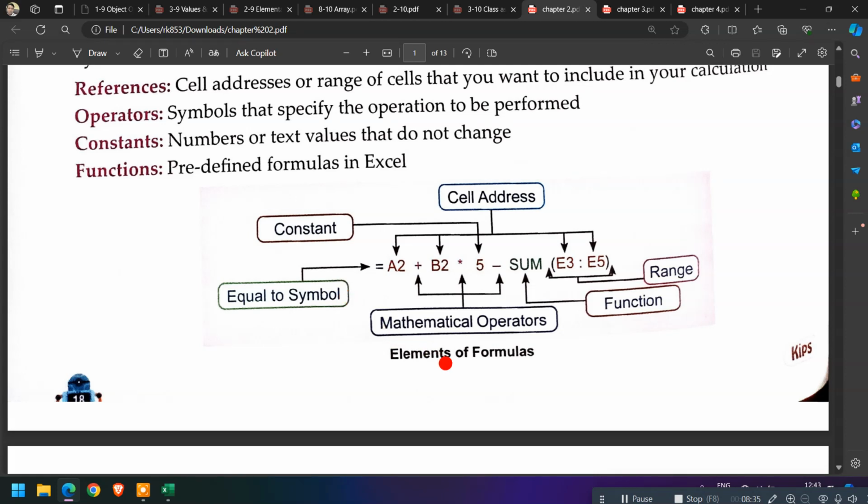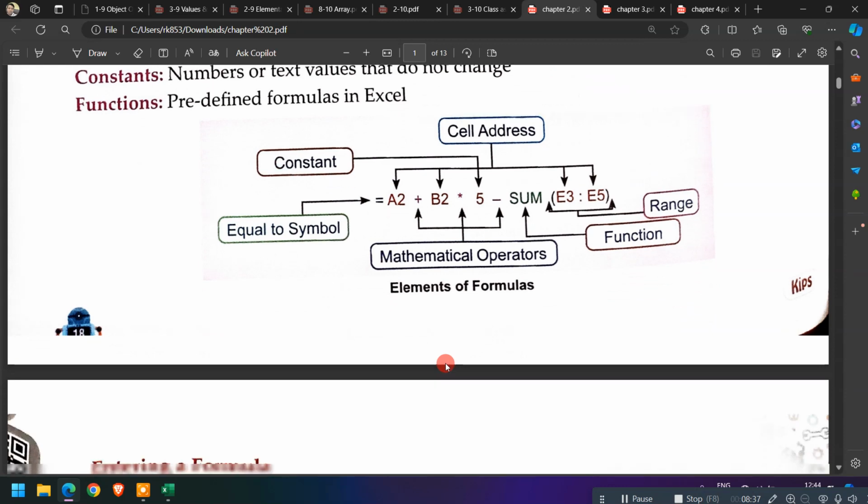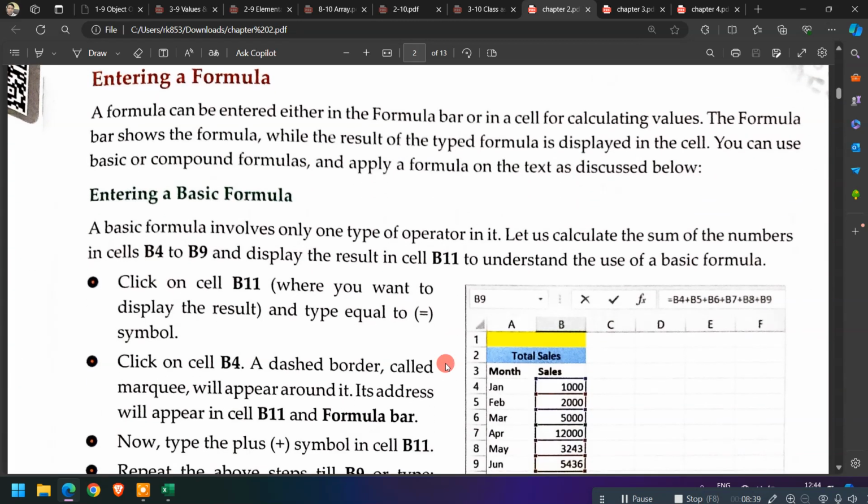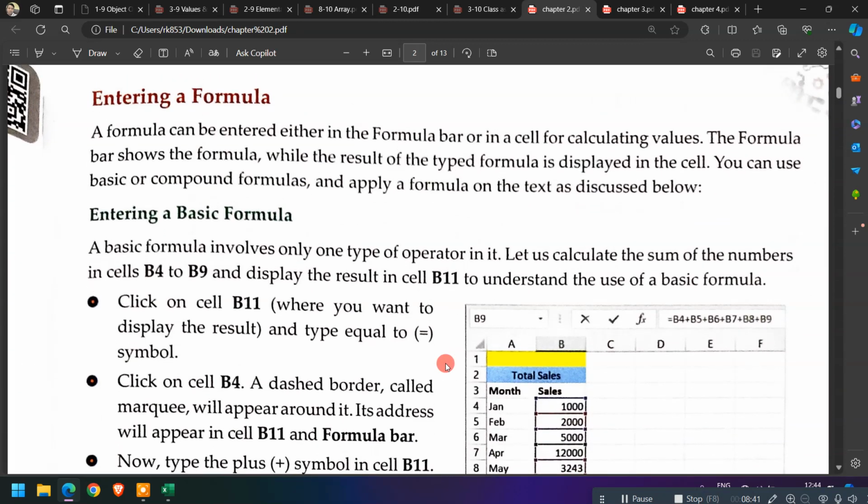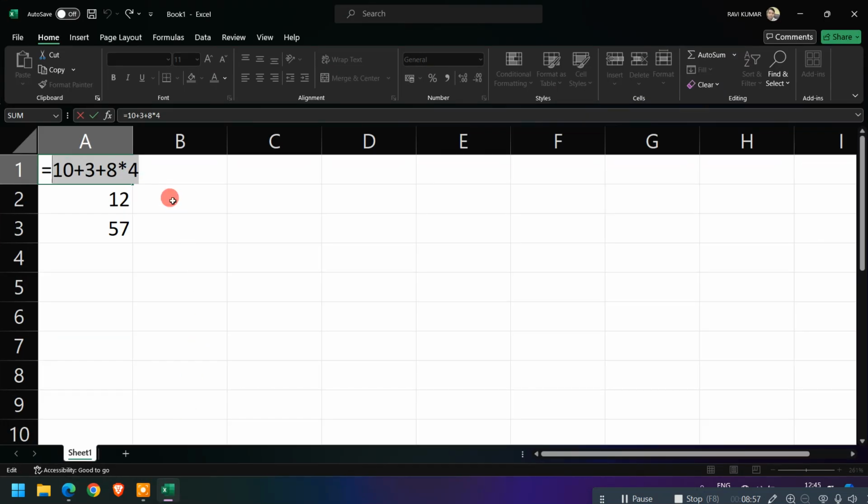Next, entering a formula. So how to enter a formula? A formula can be entered either in the formula bar or in a cell for calculating values. We can enter the formula either in a cell or in the formula bar.